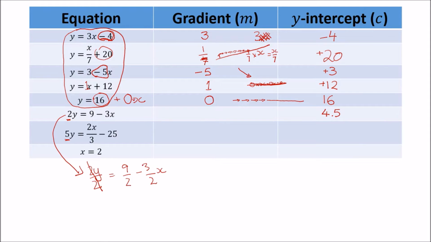Now looking at our gradient, first of all it's a negative, so don't forget to straight away put that negative in, which means this line is going down. So from left to right it is going down. And 3 divided by 2 is 1.5. So this line crosses the y-axis at positive 4.5, and then it goes down 1.5.